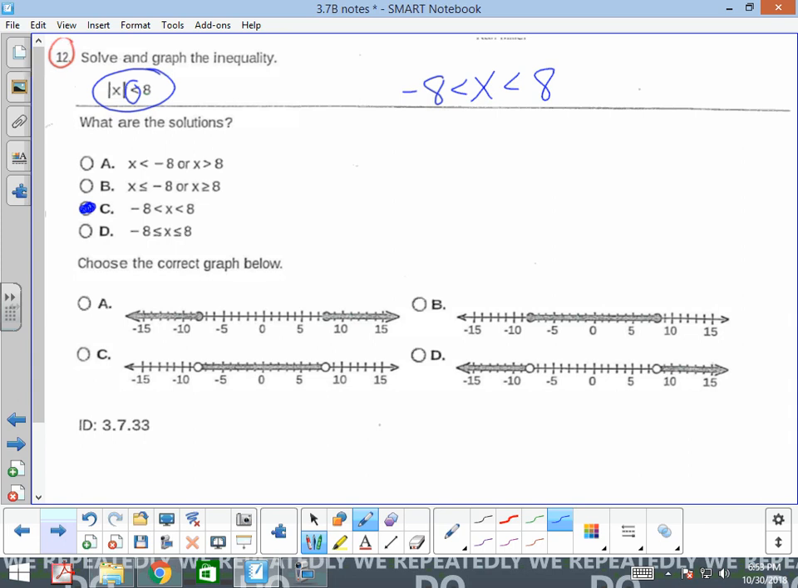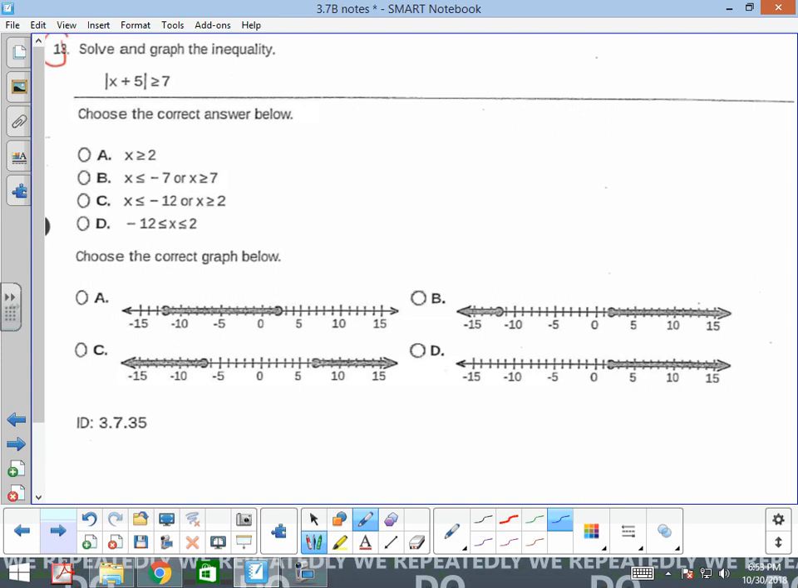That's C. So if x is between negative 8 and positive 8, that means the shading is between negative 8 and positive 8. And negative 8 and positive 8 cannot be filled in because they're not included on this one. All right, so that's 12.